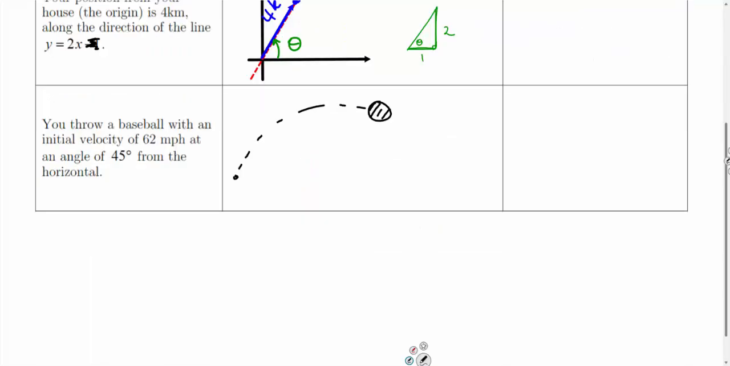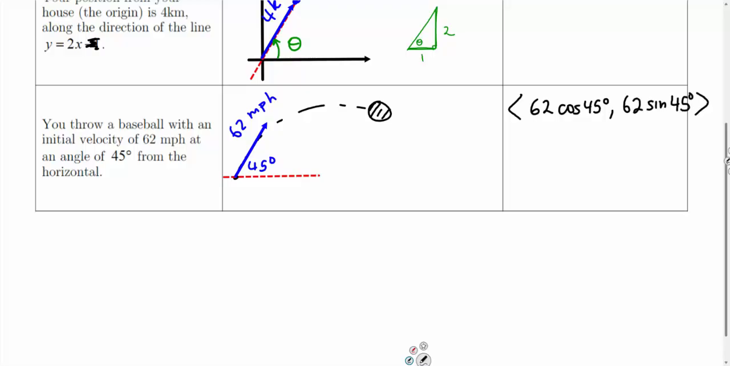Okay, just be sure you're clear on what the picture's saying, right? If this is the horizontal, you threw the baseball at some angle of 45 degrees like this, and your velocity was 62 miles per hour. That's what it looks like visually, right? So how would you find the x component? 62 times cosine of 45. Yep. And then? The height is 62 times sine. Right. Okay, good. So we keep saying height, and that's fine, but I just want to refer to it as the y component.